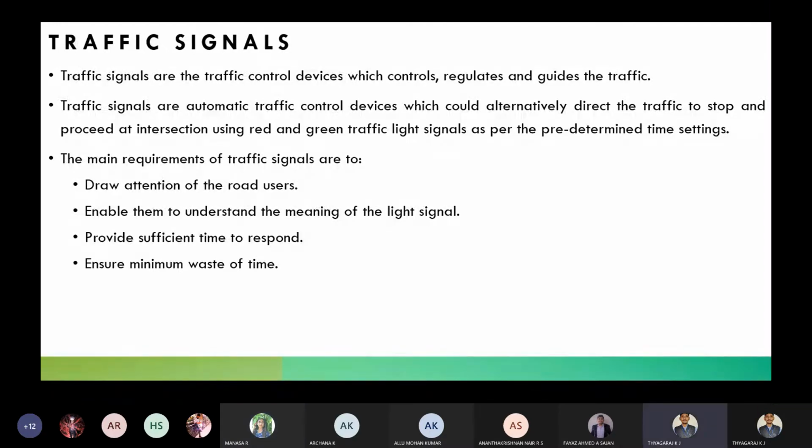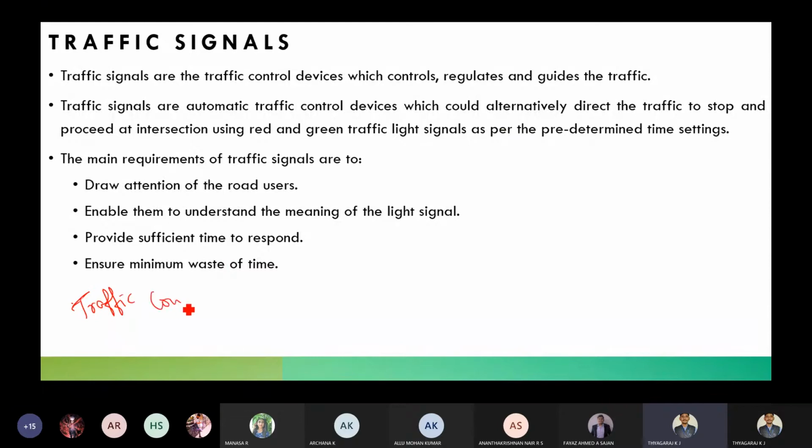So today we will be discussing traffic signs, signals and signs. So we'll start with today's class. As we all know, we have discussed grade separated intersections, at-grade intersections, rotary intersections, and various types of intersections. And today we will be discussing traffic control devices.